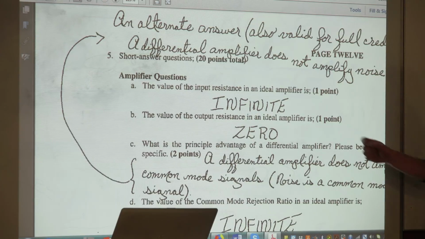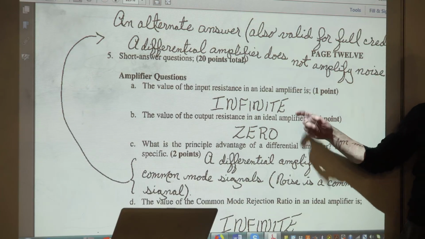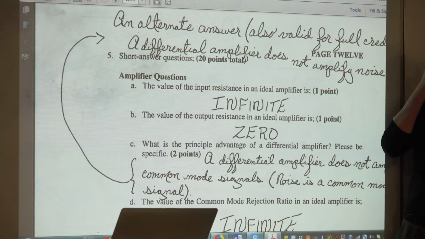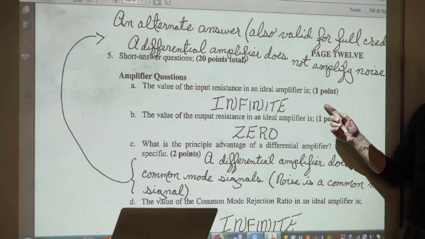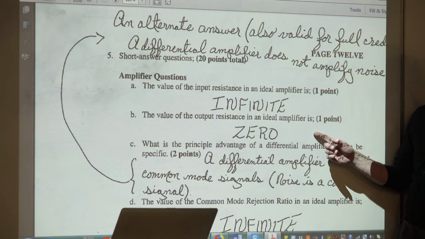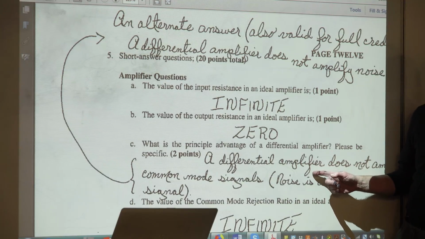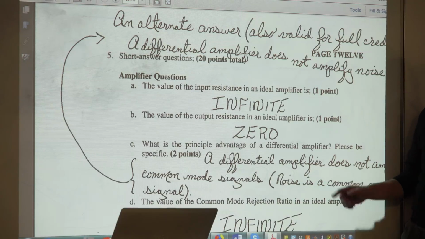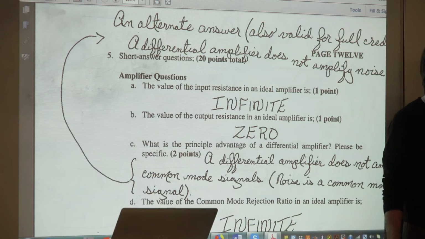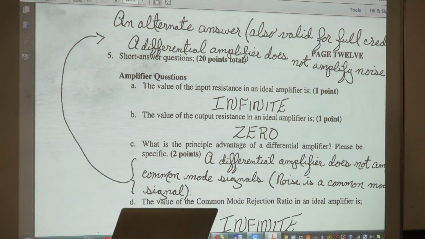The input resistance, infinite. I remember sitting down and saying, I'm going to ask every question I can think of. All right? So the input resistance of an ideal amplifier, infinite. The output, 0. Now look, I told you this in the lecture. Why do we love diff amps? Because it doesn't amplify common mode signals, and the number one common mode signal is noise.